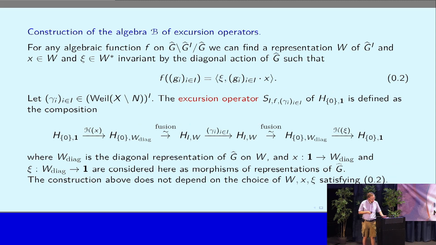So now I recall the construction of the excursion. I explain the construction of the excursion operators. So they are associated to an algebraic function of G hat to the I mod G hat on both sides. We write this function as a matrix coefficient of a vector and a linear form, which are invariant by the diagonal action of G hat inside the representation of G hat to the I. And then we take gamma I in the Weyl group to the I, and then the excursion operator is defined as the composition here. So we create legs, and then you use the excursion by the gamma I, and then you delete the legs.